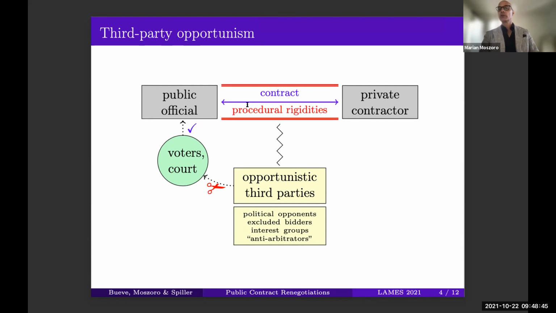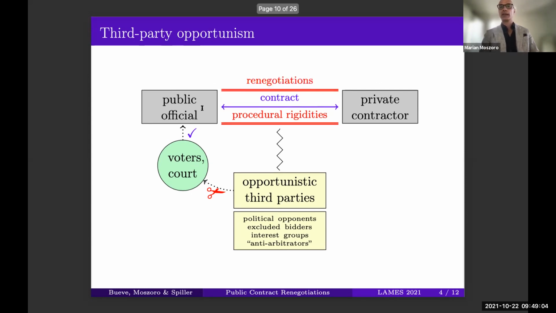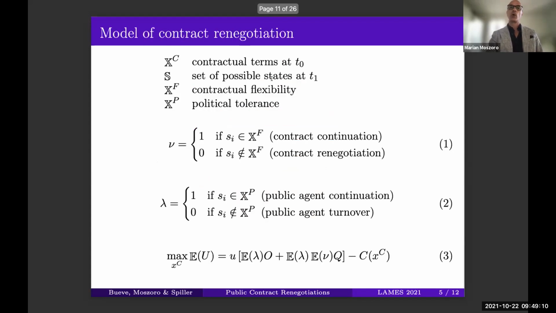Knowing that in advance, the public official will build procedural rigidities around the contract, make the contract more rigid procedurally, so that the third parties cannot contest the contract, therefore cannot affect the voters and cannot vote out the public agent. What we add in this paper is the renegotiation part. So we model the renegotiation. I will not be as fancy with the math as Humberto and Jorge and Daniel. I will just give you the flavor of the model. All the math is in the paper, and the flavor is very simple.